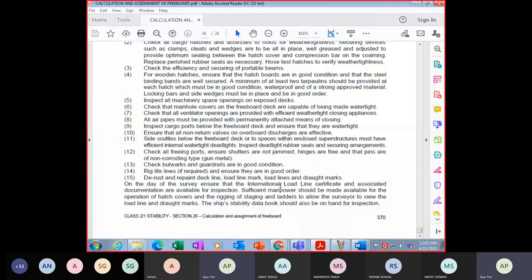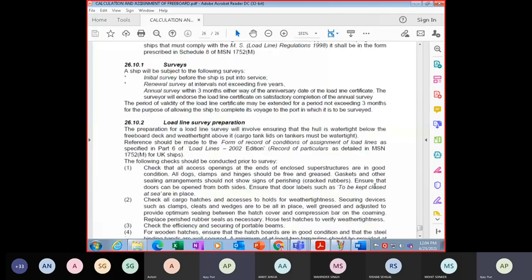On the day of survey, ensure the International Load Line Certificate, associated documentation or exemption certificate are in place. Sufficient manpower should be available. Your rigging of staging and ladders to allow your surveyors to view your load line and draft mark. So the staging and ladder should be approved. Your loadicator should be operational at that time. And your stability data book should be available for inspection. So that is your load line survey.